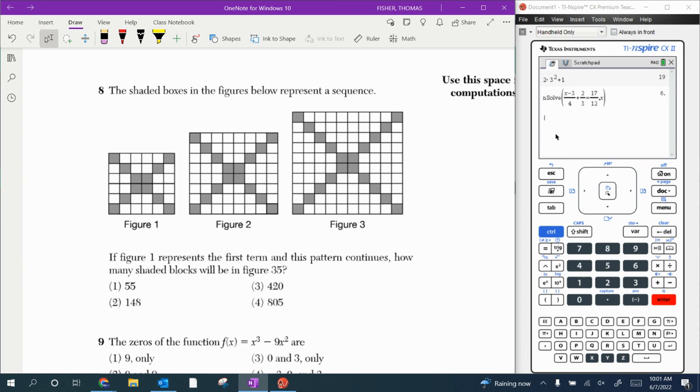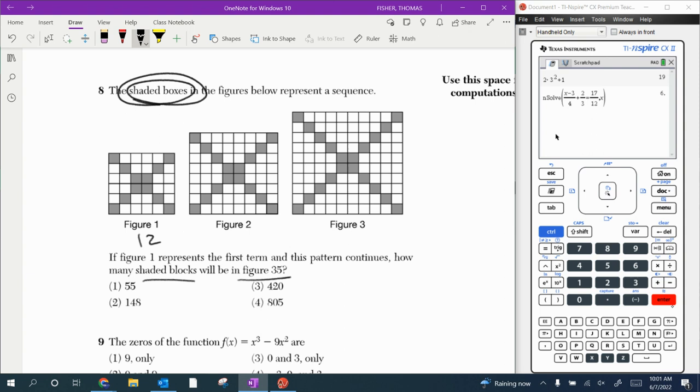All right, number 8 here. This is a classic sequencing problem. So it's looking at the shaded boxes. So shaded boxes, not just total boxes. How many shaded boxes will be in figure 35? So we've got to first figure out how many are in the first one. So just a little bit of counting here. I see 2, 4, 6, 8, plus 4 would be 12.